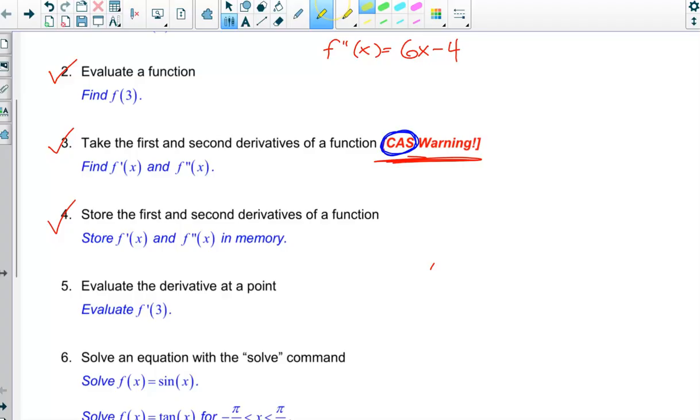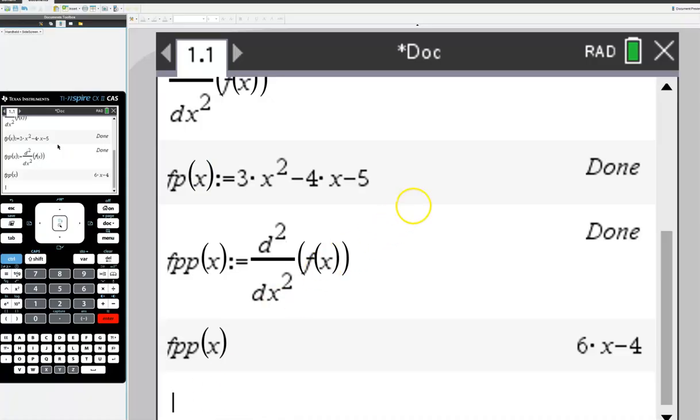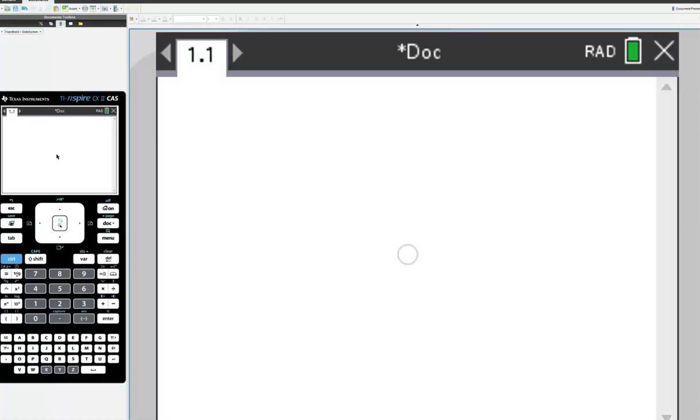It says evaluate the derivative at a point. Okay, so I've already stored my derivative in memory. I could just do f prime of 3, but I want to show you what evaluating the derivative at a point means. This is something you should know how to do on the calculator. I'm going to clear some screen here just so we have a nice clean white space.